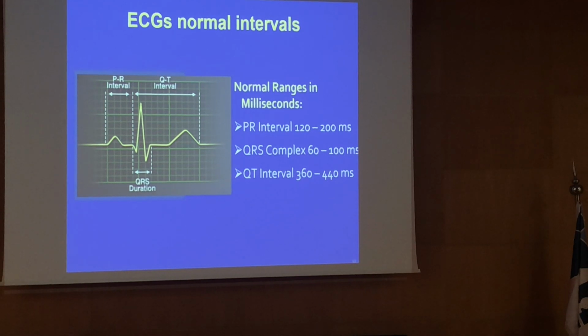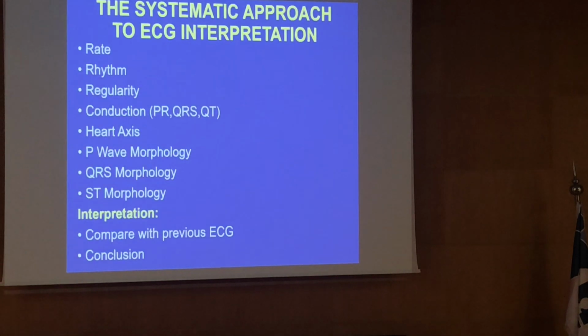QRS complex is 1.5 to 2.5 small squares, so 60 to 100 milliseconds. Generally, we rarely see something narrower than 60, but it could be wider. If it is wider, it means conduction is taking a longer time, so it's a wider QRS complex, like in bundle branch block, which we will discuss inshallah later. For QT interval, from the beginning of Q till the end of the T wave, the norm is between 360 and 440 milliseconds. There is short QT syndrome and long QT syndrome. Again, we'll discuss it with the arrhythmia, inshallah.